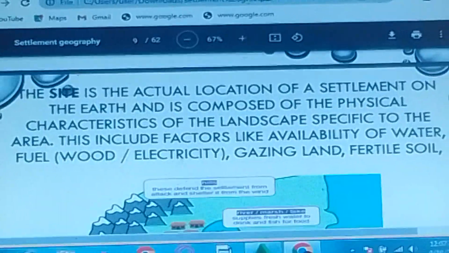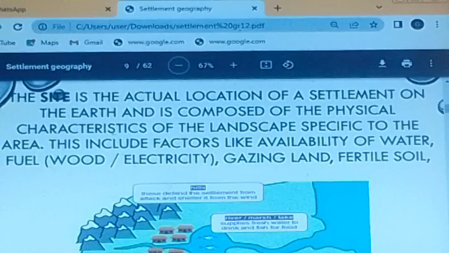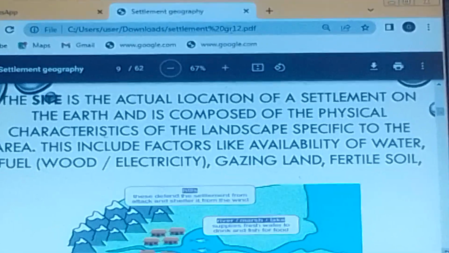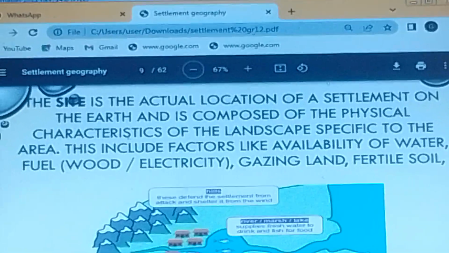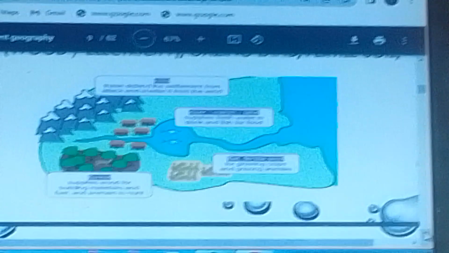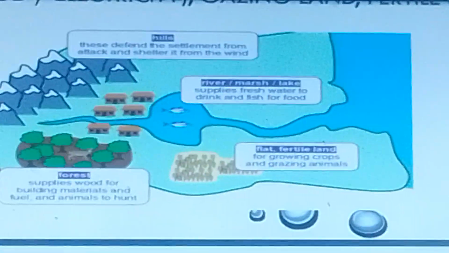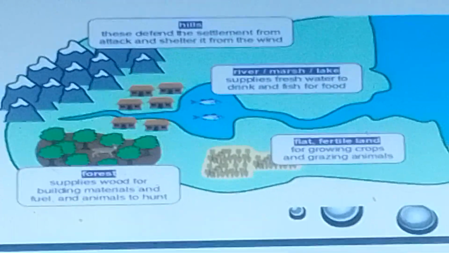So this is more elaboration. The site is the actual location of the settlement on the earth, and it is composed of physical characteristics, land use and specific area, and includes factors like availability of soil, as you can see in the diagram. Please take note, grade 12s, site of a settlement can also be part of your theory. It can also be part of your map work geography.